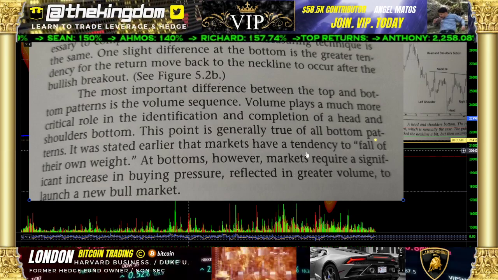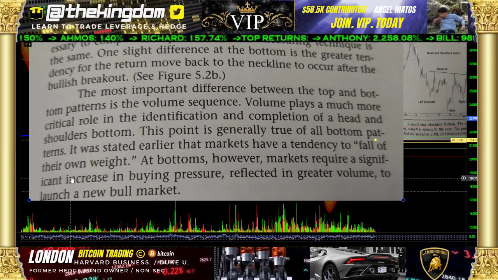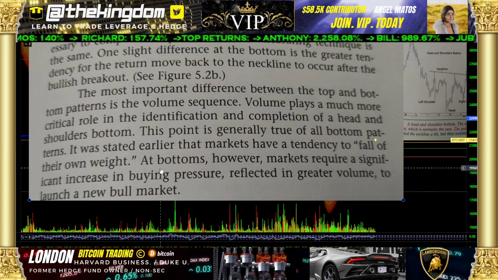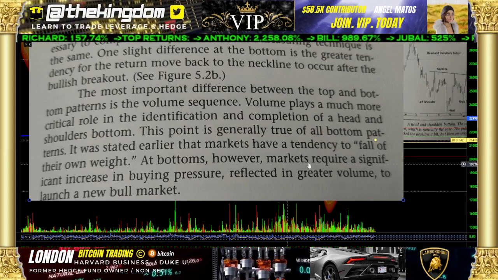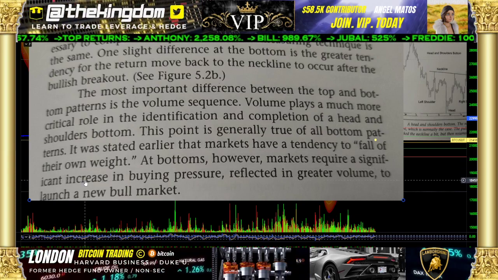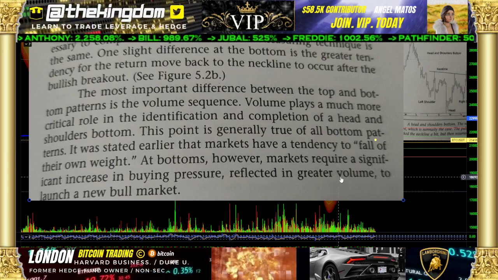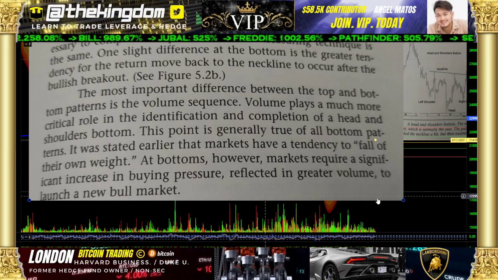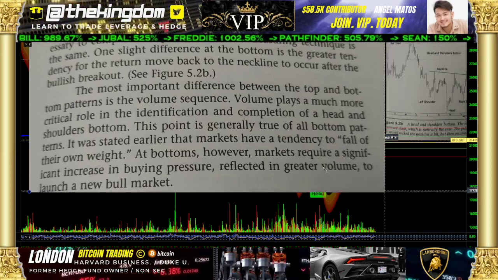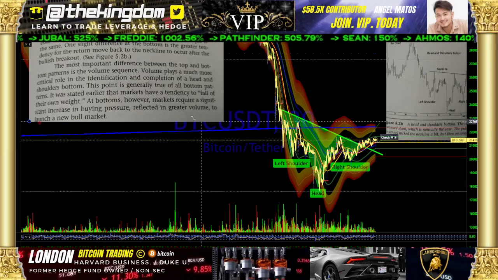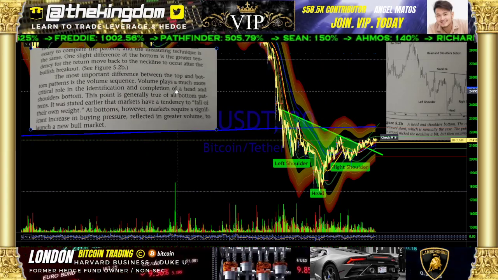It was stated earlier that the markets have a tendency to fall of their own weight, talking about retracements, downward price action. Listen to this. At bottoms, however, markets require a significant increase in buying pressure, reflected in greater volume, to launch a new bull market. Understand what is going to be the bottom. It's going to be the initiation of a new bull market.